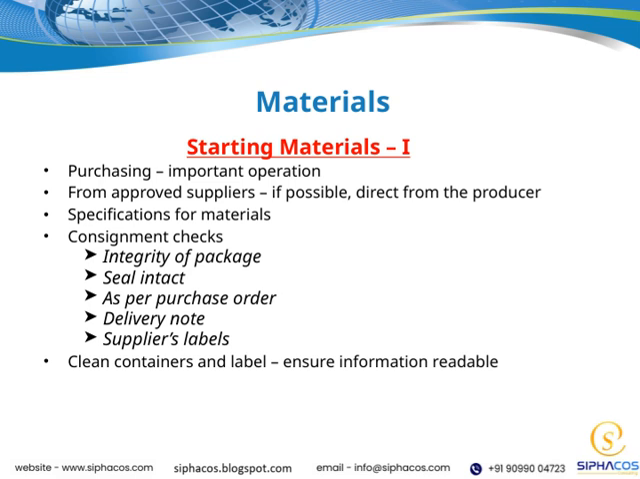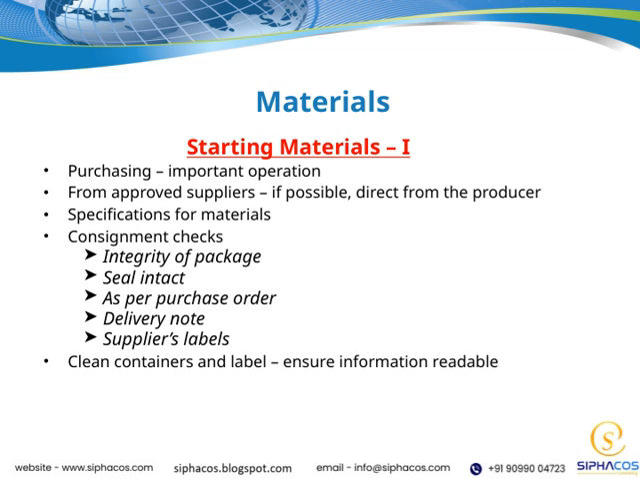Once the materials arrive, we conduct consignment checks to verify that what we've received matches our order. We also need to pay close attention to the integrity of the packaging. The seal should be intact, which indicates the material hasn't been tampered with during transit. All shipments should align with the purchase order, and accompanying documents like the delivery note and supplier's labels are crucial for proper tracking and verification.